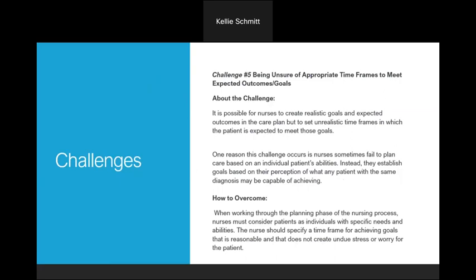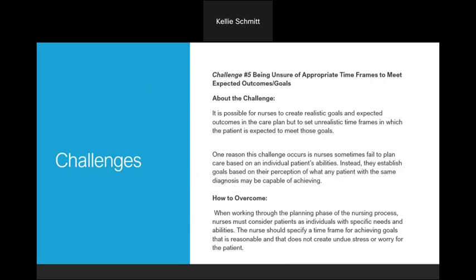When discussing the care plan with the patient, it is important to explain each goal to the patient. And we cannot set unrealistic timeframes in which the patient is expected to meet these goals.